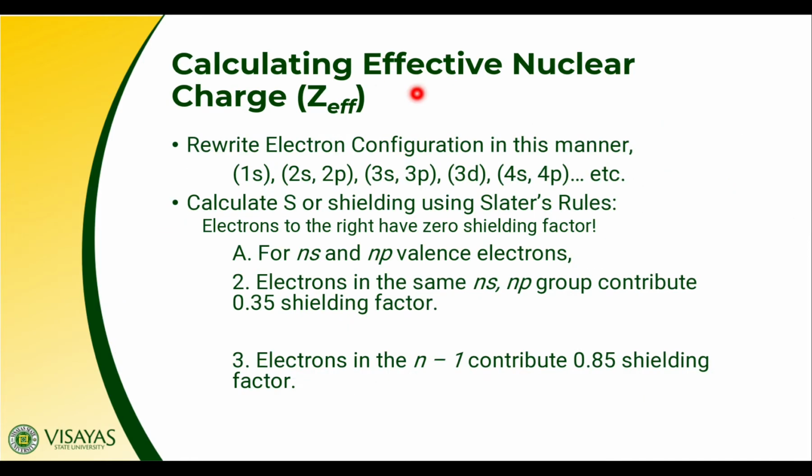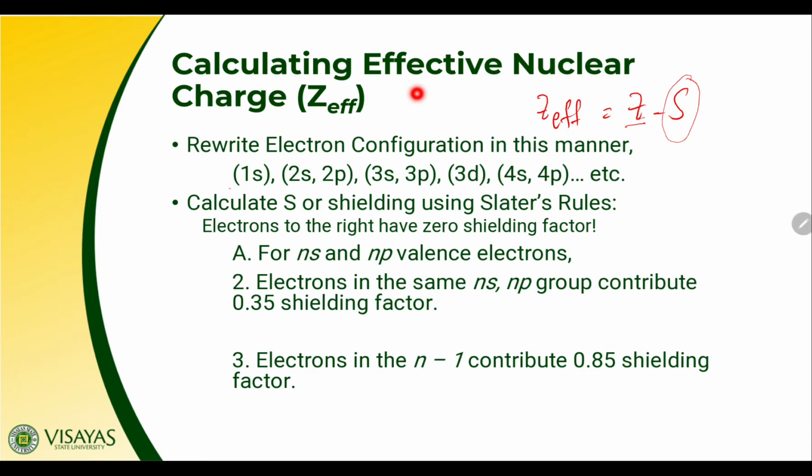Okay, now how do we calculate effective nuclear charge? Again, our formula for effective nuclear charge is ZF equal to Z minus S. Z is the atomic number, so we already know this. So what we're going to do is calculate the value of S. So the first step in calculating effective nuclear charge is to rewrite the electron configuration in this manner.